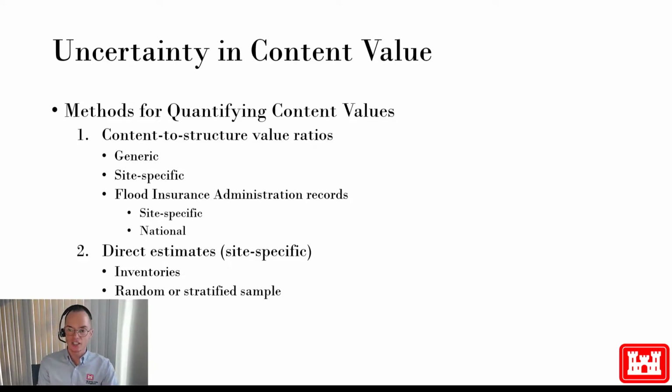Methods for quantifying content values include using content to structure value ratios. Some sources for content to structure value ratios include using generic content to structure value ratios, site-specific ratios, or drawing from flood insurance administration records, either site-specific or national level records. Direct estimates are also an option, and we can draw from the inventories or carry out random or stratified sampling methods to determine content values. Methods for quantifying the uncertainty around the content to structure value follow the method used to quantify the actual ratio or value and typically look like characterizing the sampling distribution, but can also take the form of expert elicitation, in which case a triangular distribution may be most appropriate.